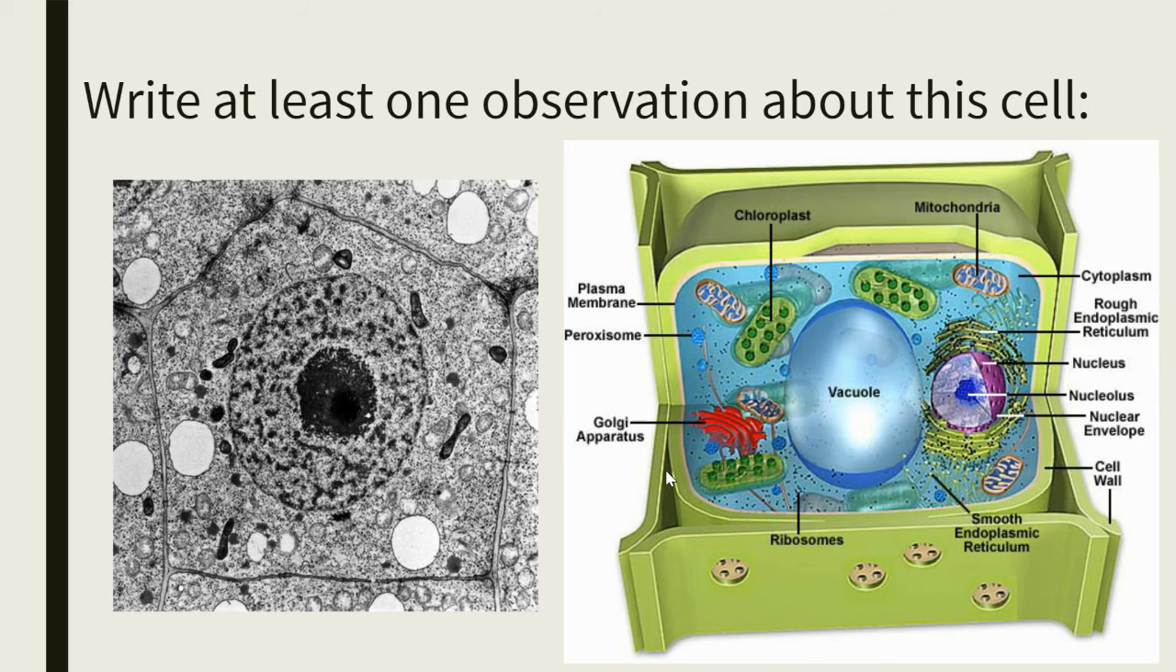All right, write down an observation about this cell. You can either look at the microscope image or the drawn image.